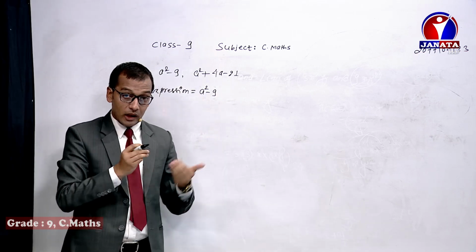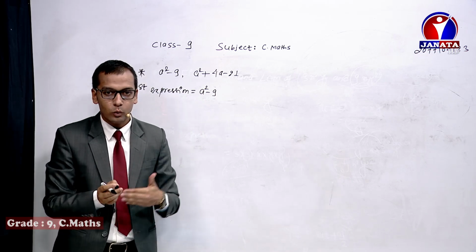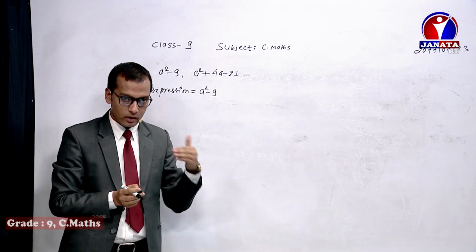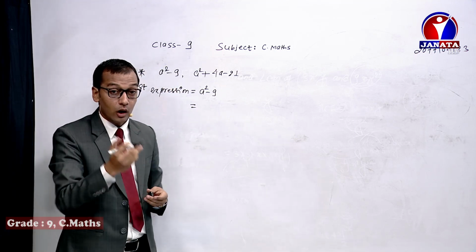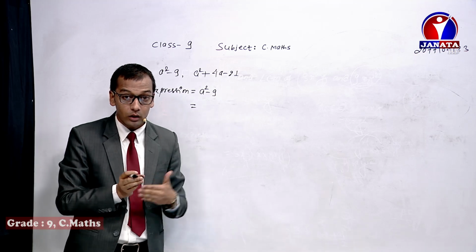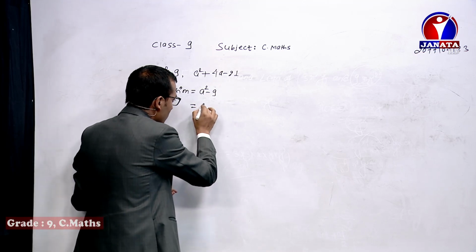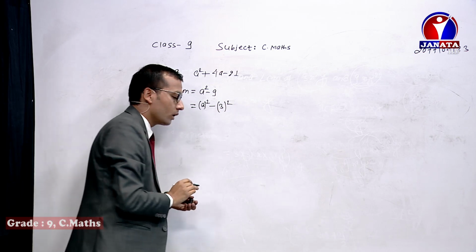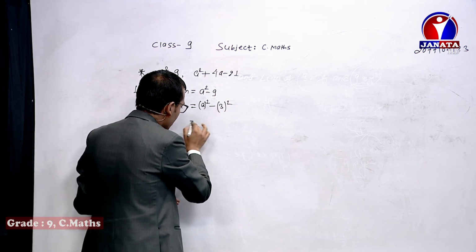In the beginning, we need to factorize the given algebraic expression, and then we will find common factors for HCF. So for this we have done factorization in previous classes. Let's recall and factorize this expression. We can convert this into a square minus b square form and use the same formula.